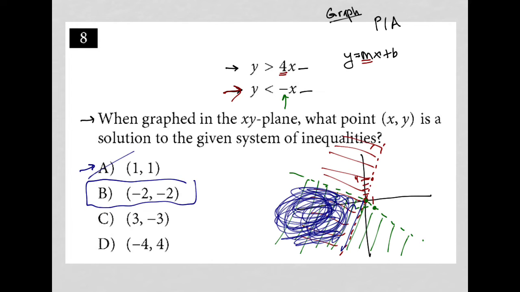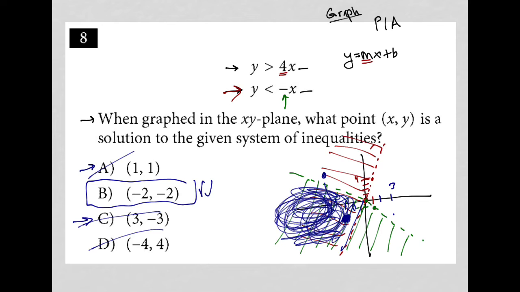But let's also check the others. Is the point (3, -3) in that area? I'm assuming it's not, right? So that's not there. And then (-4, 4). Also, I'm assuming it's not. It's going to be too high. So D is gone. And (-2, -2) is definitely in there. It's around there or so. So that's why I like that answer.